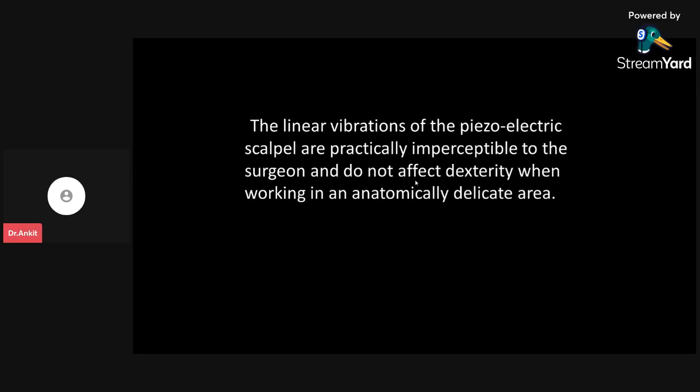Let us see this in real pictures in the coming slides, where the bloodless area or cavitation plays a very important role. The linear vibrations are practically imperceptible to the surgeon. I have not seen a single difference that these things are happening, that they are vibrating in both the horizontal and the vertical directions, and it is not affecting my dexterity when I am working in an anatomically delicate area, as close as the inferior alveolar nerve in mandibular surgery, or as close as the sinus lift, be it the Schneiderian membrane, or when I am working in the tuberosity region. So in such a scenario, the piezoelectric scalpel's vibration is practically imperceptible and does not affect my dexterity.